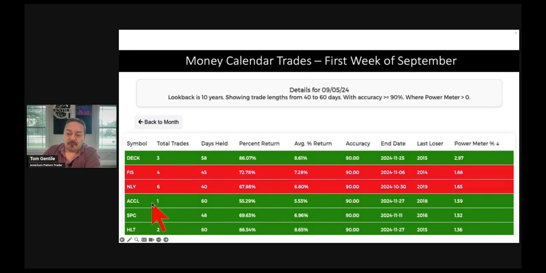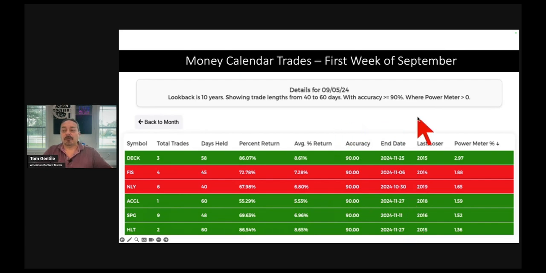The last three trades, ACGL, SPG, HLT, all 90%ers, all are having average returns of 5.5 to over 8.5%. All have 90% probabilities. But again, you're talking about trades that are taking us to the middle to the end of November before you get to its end date.